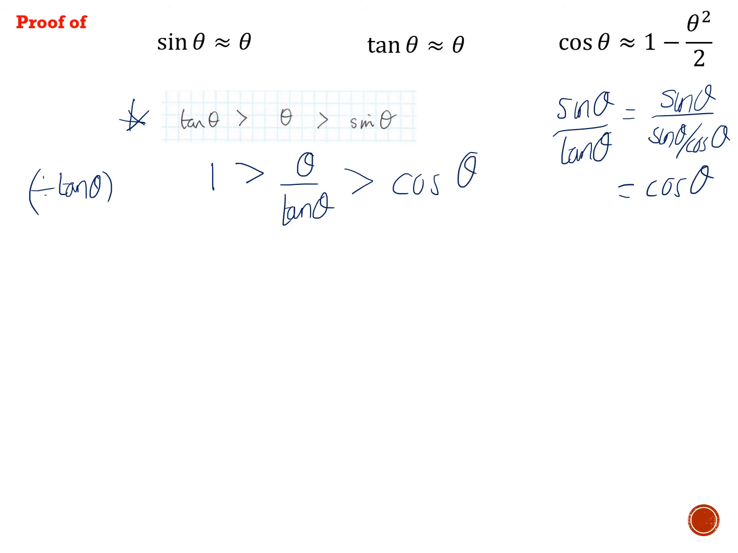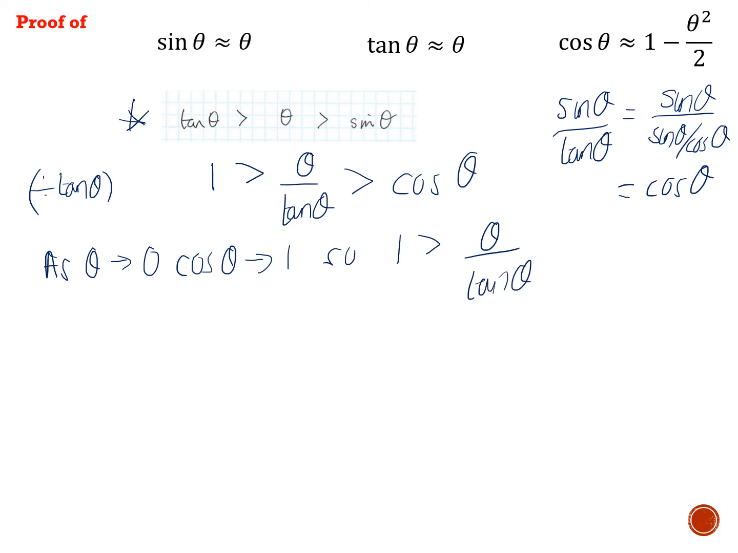So same argument as before. Okay, as theta tends to 0, cos theta tends to 1. So we get this. So again, we've got our theta over tan theta tending to 1. Okay, so tan theta is approximately equal to theta again. So that's our second one.